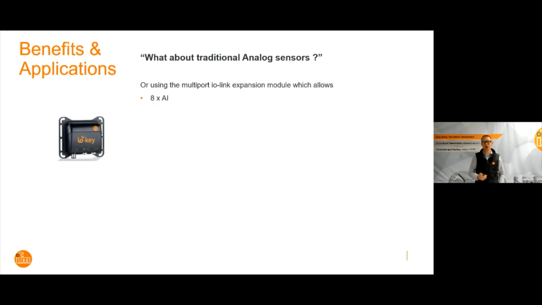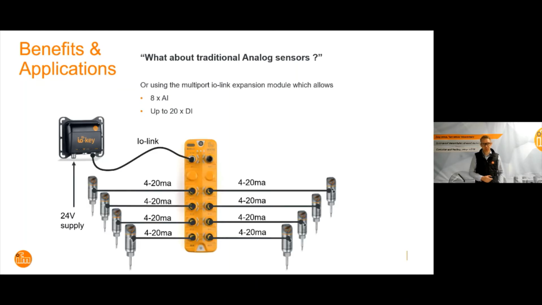which allows us really to connect up to 8 analog sensors on a multi-port unit. But we also have expansion modules that can, for example, do 20 digital in. So you can imagine if we double this up, I could do 40 digital inputs on the Ioke, or I could do 16 analog inputs using these expansion modules. So this is an example of a multi-port expansion module.